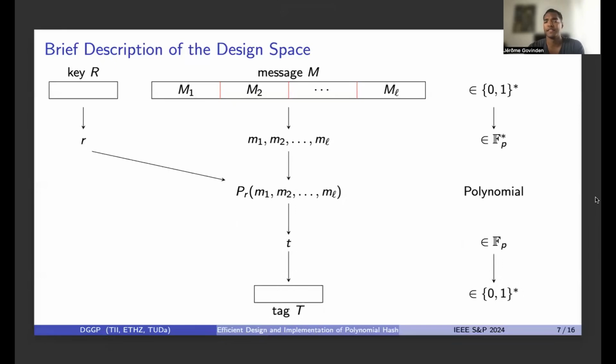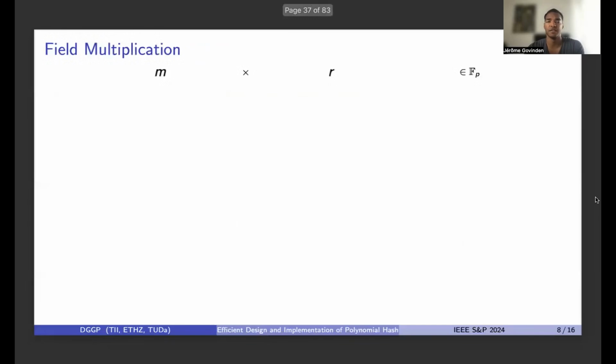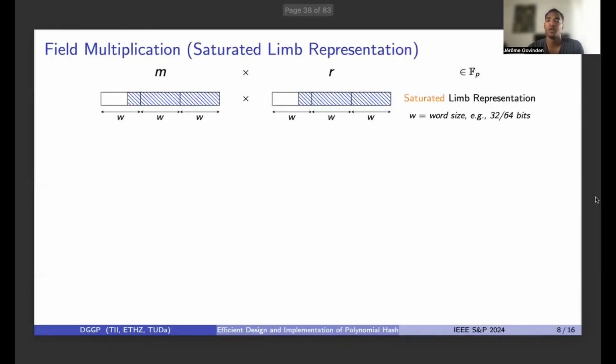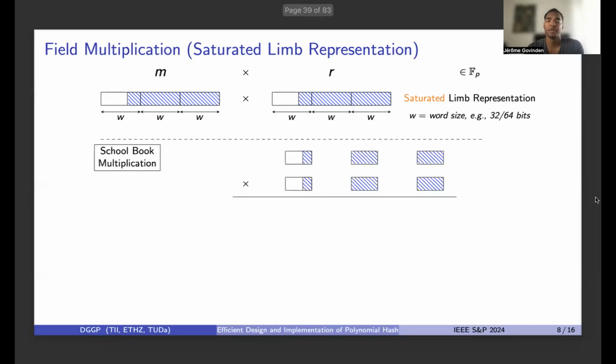Now that we have an overview of this design space, I will delve into only one specific aspect to give a glimpse of the complexity of this design space. And this is field multiplication, which plays a central role in polynomial evaluation. So in a machine, field elements are stored into words, which depend on the size W of the architecture. Each word is also called a limb, and in a saturated representation, all limbs are filled to the maximum, except the last one.